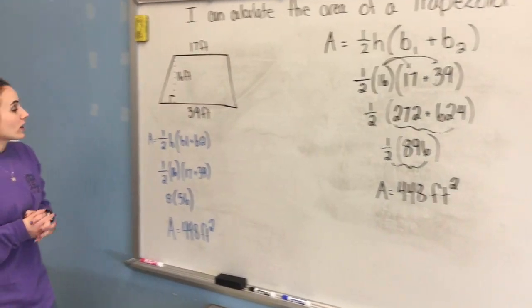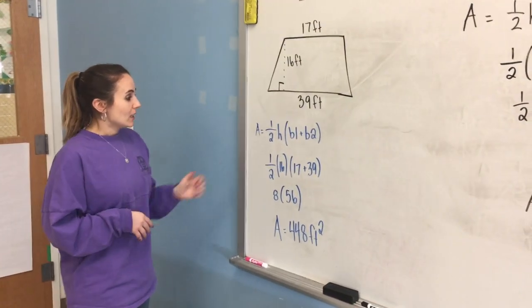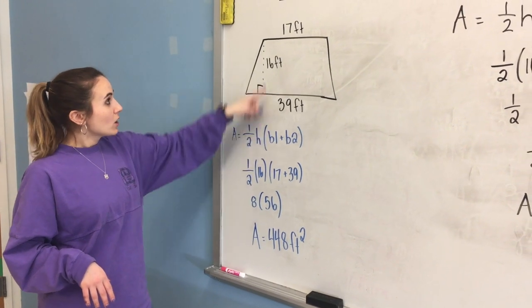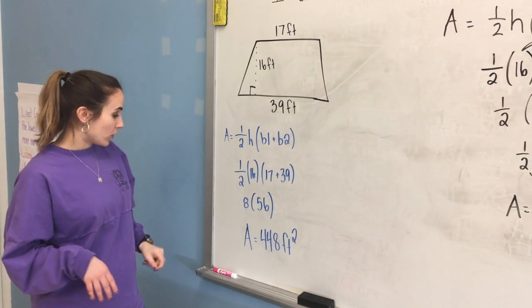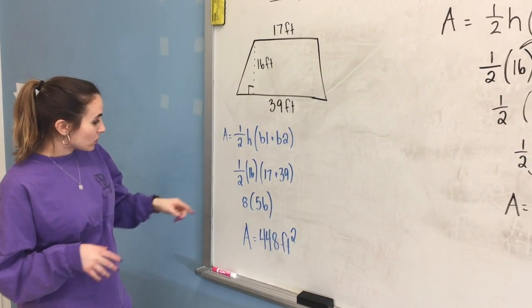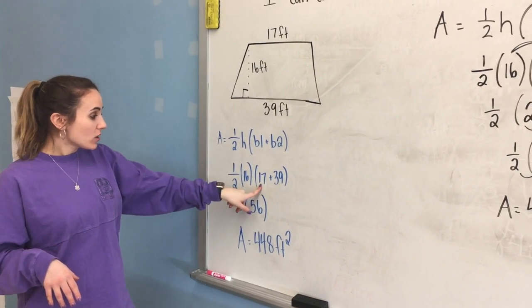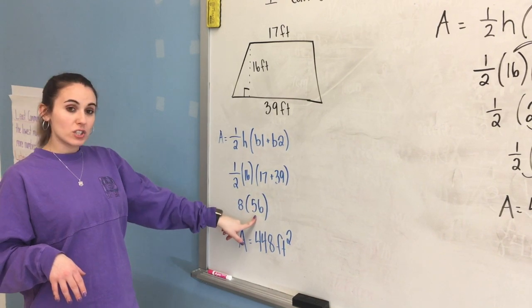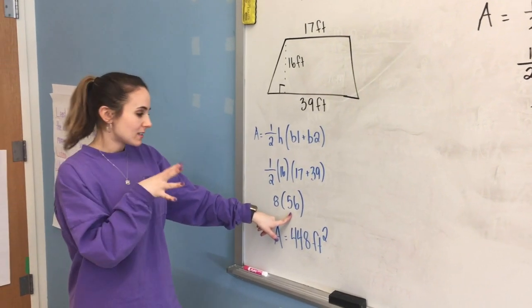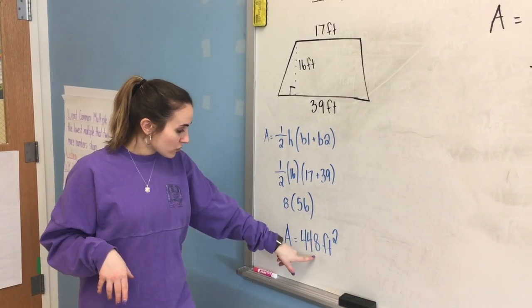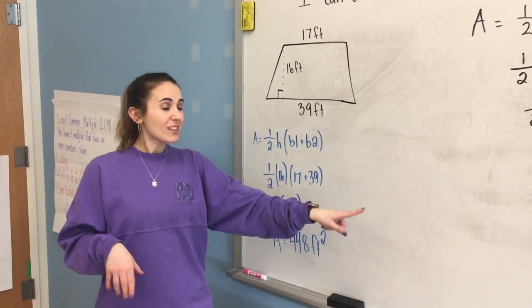Another way that you could have done this is Mr. Mione's way. Once again, he wrote his formula, he plugged in the height, which is 16, your bases, which are 17 and 39. So I'm looking at Mr. Mione's work. He did half of 16 first, which is 8, and he also did 17 plus 39, which is 56. So he basically did it all in one step. Then he did 8 times 56, and he still got 448 feet squared, and we both got the same answer.